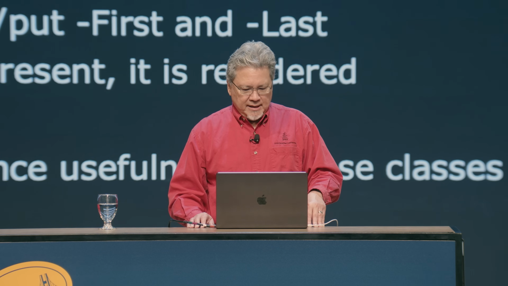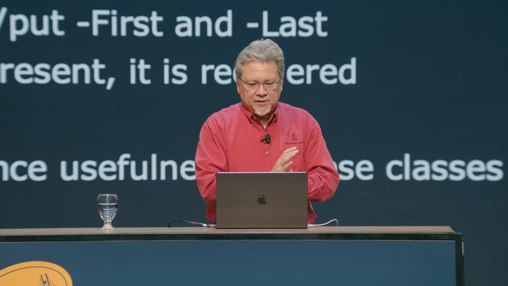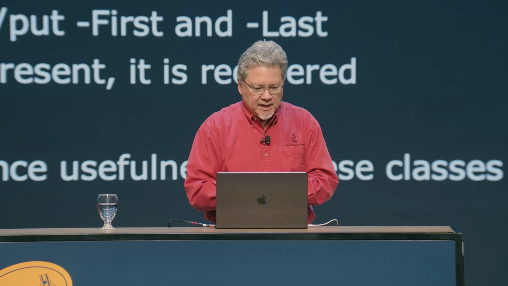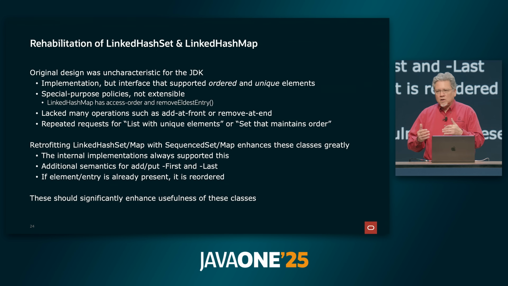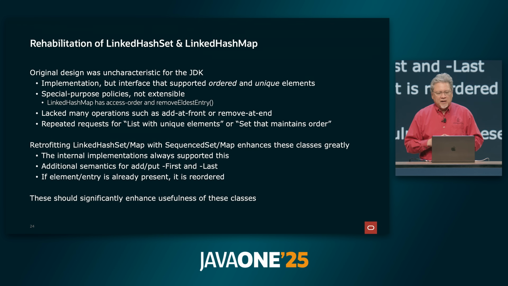Let's talk a little bit more about LinkedHashSet and LinkedHashMap here. I think I covered most of this already, but early in the JDK, people perceived the need for a collection that had ordered and unique elements. And so in 1.4, LinkedHashSet and LinkedHashMap were added as a response to this. They're kind of sort of okay, and as I've mentioned before, these are implementations only. They're not interfaces, so that's still missing.